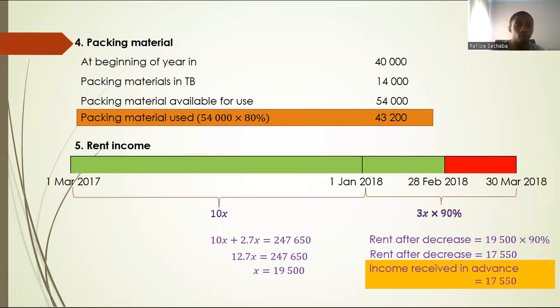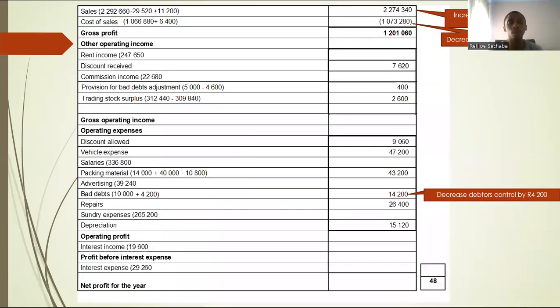So how do we record this? We are simply going to take our income, which must be what we have earned in the current financial year. So rent has been overstated. We need to reduce it to get a true reporting of our rent income for the current financial year. So I'm simply going to subtract the 17,550, and I will get my rent income, which is 230,100.